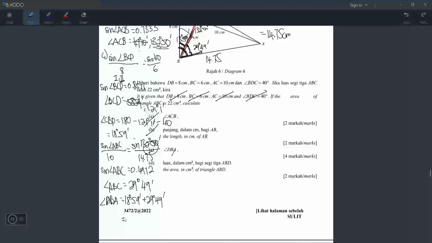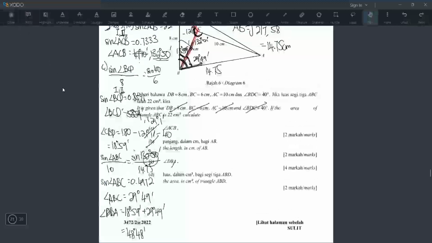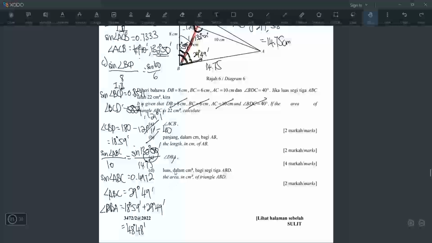So let's press 18 degrees 59 minutes plus 29 degrees 49 minutes. The calculator gives me 48 degrees 48 minutes, or you can also write 48.80, right? I usually write in degrees and minutes. You can write in decimal also. It's up to you. Let me just check quickly with the scheme. Okay, yes, correct.